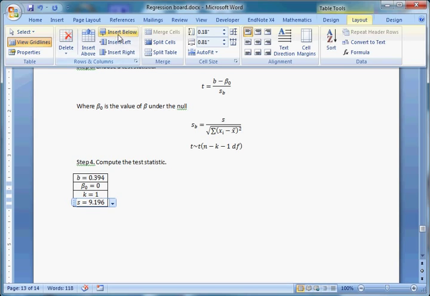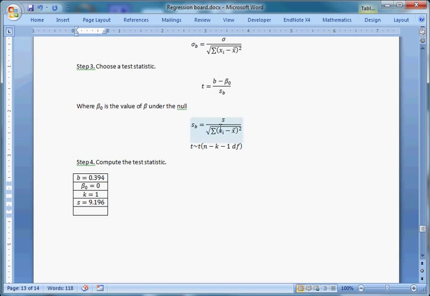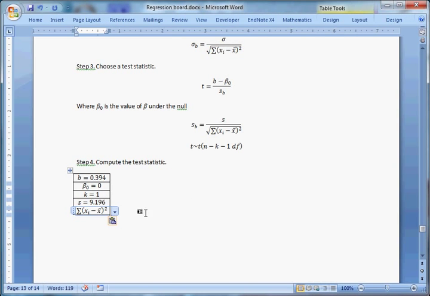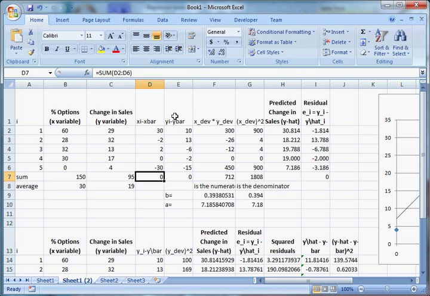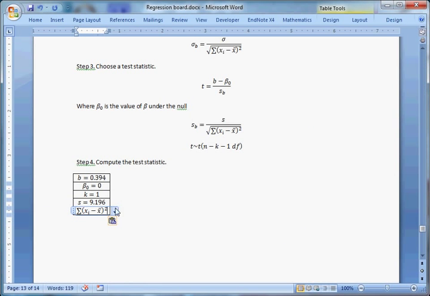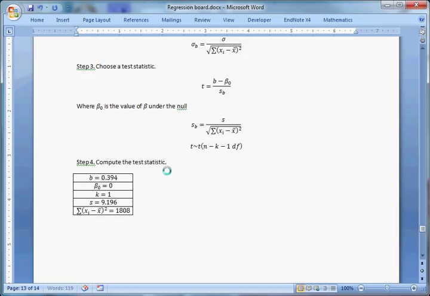Let's insert below, because we also have this sum. We calculated the sum before, which is the sum of squared deviations in X. We calculated that in our Excel spreadsheet to be, that's this one right here, the x deviation squared, add them up, you get 1808. It's useful to hang on to a lot of the calculations you run because you're going to be using the same numbers a lot with this stuff. Okay, so we have all this stuff. Now we can start plugging it in.